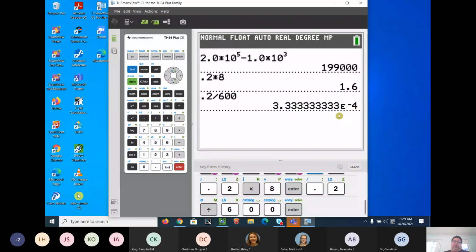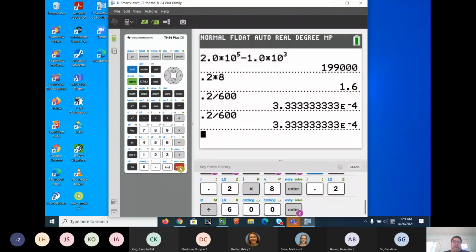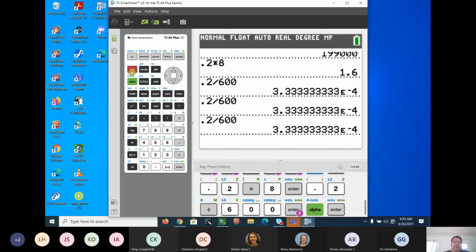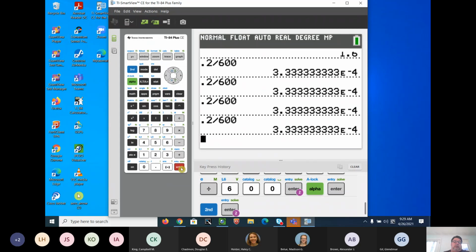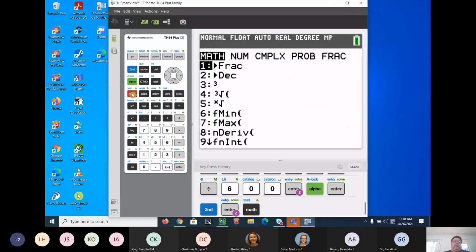So now there is a way here, I think you can approximate it. And there used to be an equal sign above this answer down here, but I don't have it anymore. Let's see if I can hit second and solve, or second enter. There used to be a key you could hit to get the approximate, but I don't know where it is anymore.